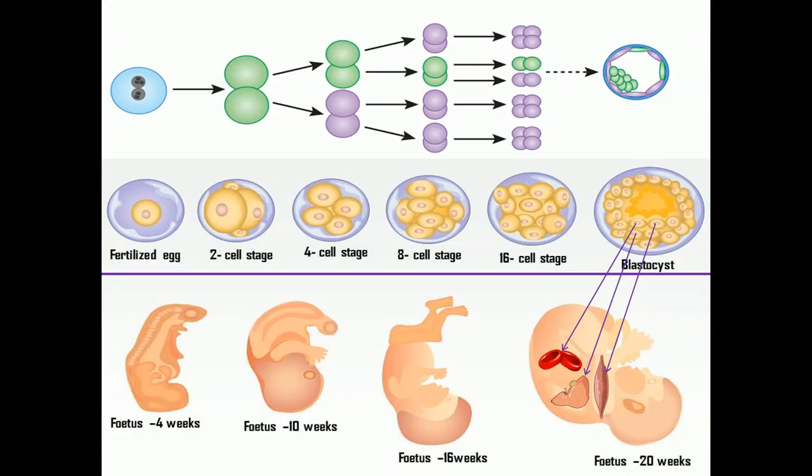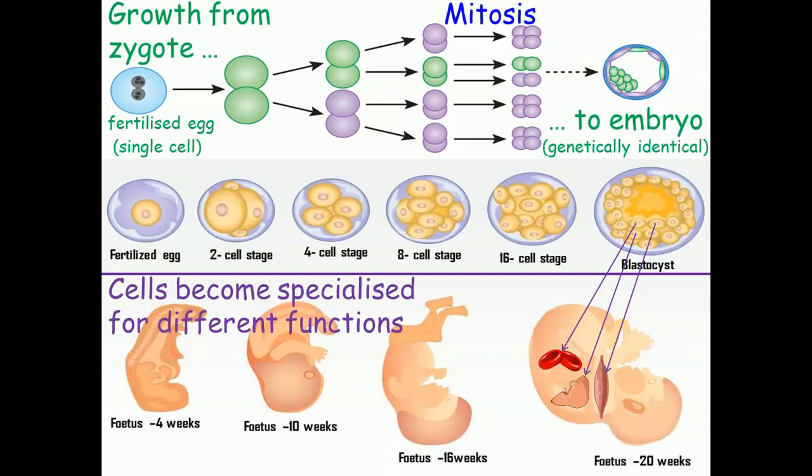Another type of stem cell is one found in animals, and these are embryonic stem cells. And these embryonic stem cells are produced in the early stage embryo. Again, they do mitosis to produce more cells, and the cells become specialized so they can perform different functions by differentiation. And these embryonic stem cells can become any type of cell because they are unspecialized.